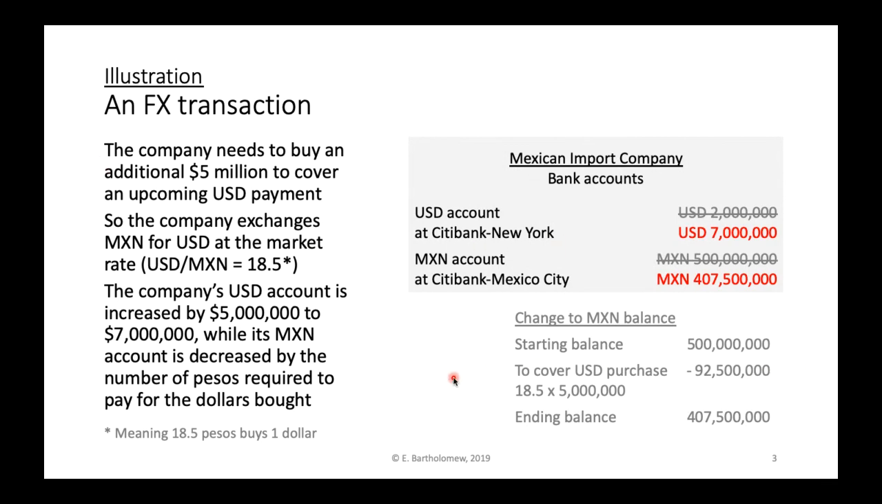So to figure out how many pesos we have to pay, we simply take the 18.5 exchange rate, pesos to the dollar, times the number of dollars that we bought. So 18.5 times 5 million gives us 92.5 million pesos. So we add 5 million to the dollar account, bringing that to 7 million, and we subtract 92.5 million from the peso account, bringing that to 407.5 million.